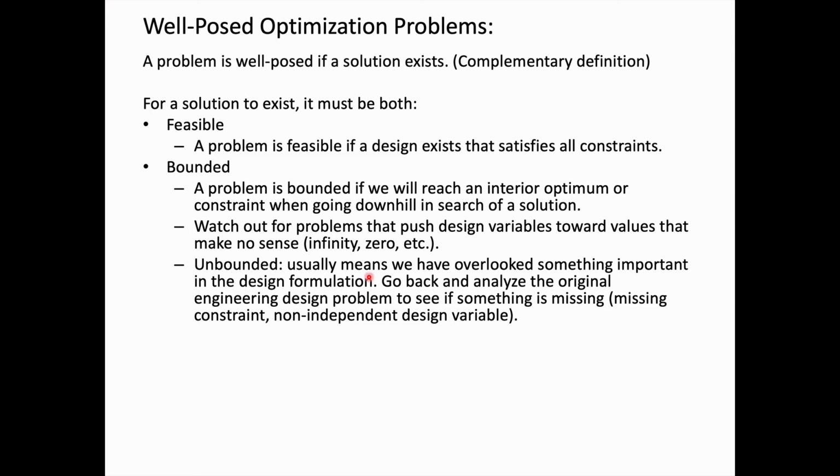And if we see that we have an unbounded problem, it is most effective to really push back and question, well, what caused it to be unbounded? Instead of just putting some arbitrary bounds on the problem and proceeding that way, if we instead identify, well, what is it that we're actually overlooking that's important to the design, then we can reformulate the problem in a much more effective way. So we need to analyze the original engineering design problem and see if there's something missing.